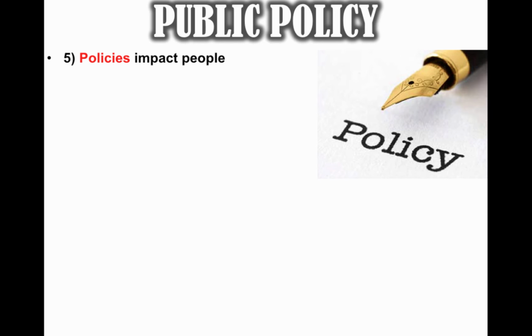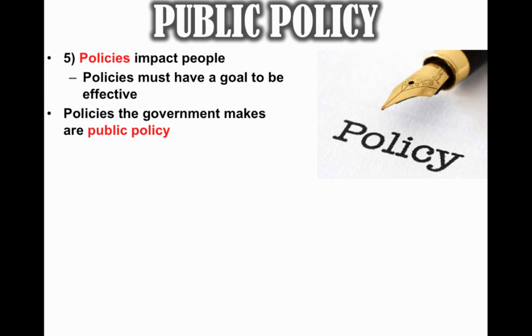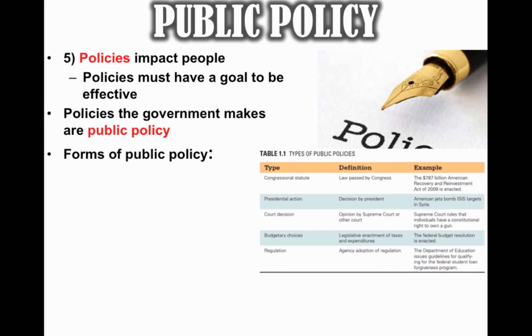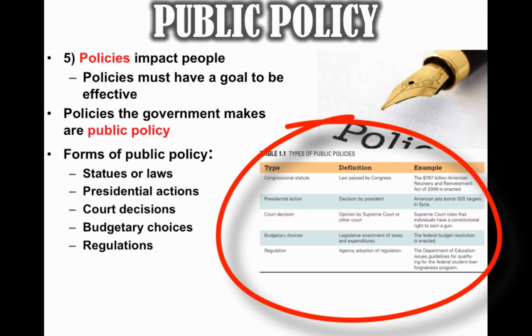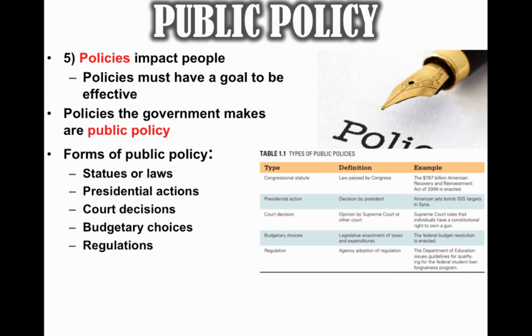Now, finally, you have public policy, and of course, policies impact people. And policies must have a goal to be effective. Oftentimes it may be very obvious, but there's a question of effectiveness. Does the policy address the problem it was designed to solve? And policies the government makes are what we call public policy. And there's all sorts of forms of public policy, and you can see in that graphic right there, you have statutes or laws passed by Congress, you can have presidential actions, such as executive orders, or ordering a military strike against a target, you have court decisions, budgetary choices, the legislature basically passing budgets, who's getting funding, who's not getting funding, and regulations by various agencies, the bureaucracy, such as the Department of Ed, Department of Energy, and so on.